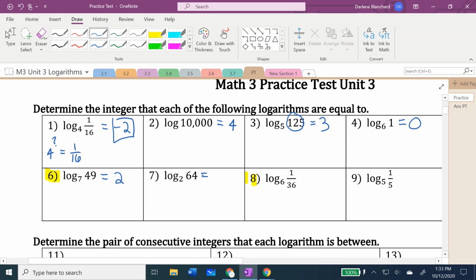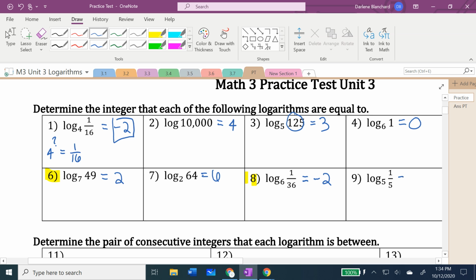For number 7, 64 is 2 to the power of, and that one's a little bit harder because you have to multiply so many times. I wouldn't have put that problem on the test. For number 8, you have a fraction. 36 is 6 squared. Negative creates the fraction with an exponent.